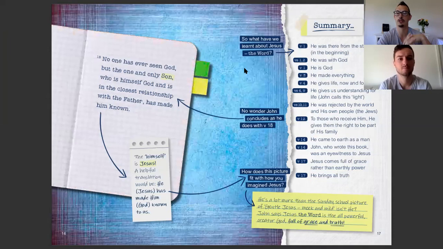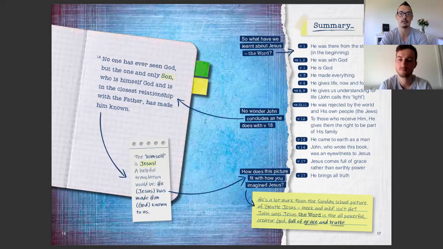So what have we learned about Jesus, the Word? This is a summary of the whole passage that we've looked at. He was there from the start, in the beginning. He was with God. He is God. He made everything. He gives life now and forever. He gives us understanding for life. John calls this light. He was rejected by the world and his own people. To those who receive him, he gives the right to be part of his family.